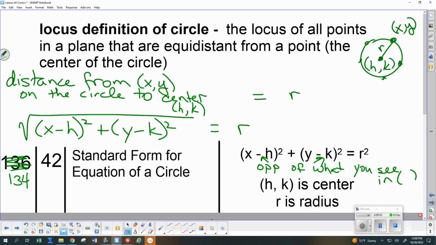If the center is 2, 3, that's going to be x minus 2. So you see a minus 2, but the center is at 2, comma. Kind of like when we were completing the square on parabolas last year, y equals x minus h squared. We had to take the opposite of what was on the inside there for that first coordinate.